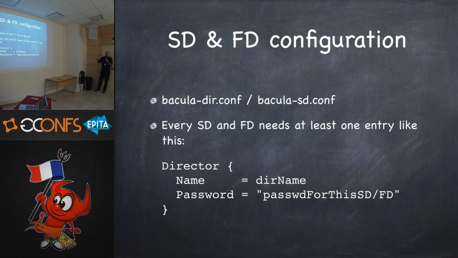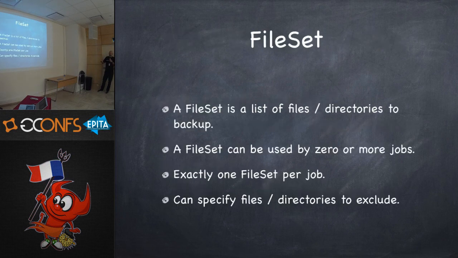Well, it could be. But, okay. Every director, every SD and FD needs at least one entry like this, and that identifies who they will accept connections from. There can be multiple instances of this for each SD and FD. So basically, I'll talk to anyone or I'll talk to everyone that's listed in my configuration file.